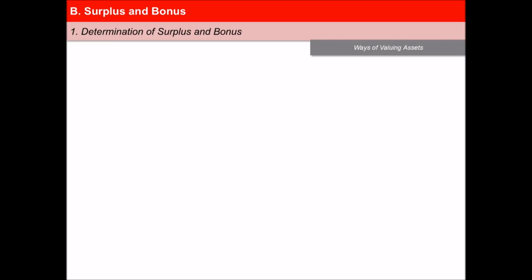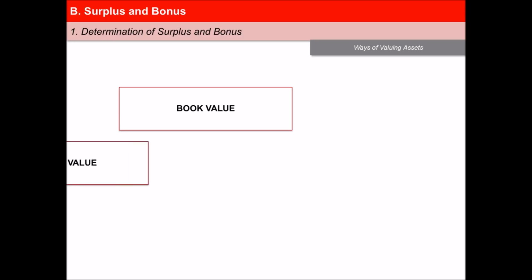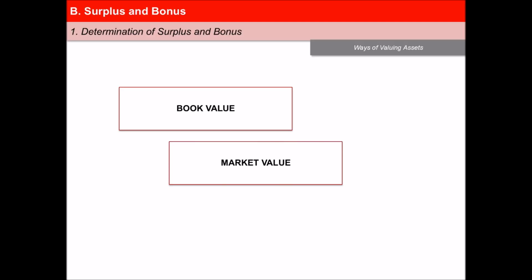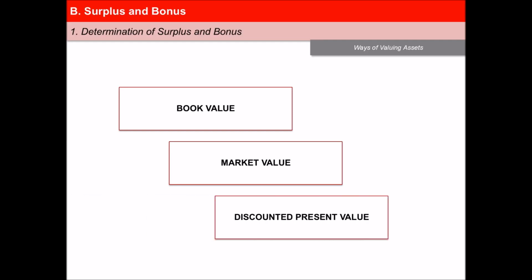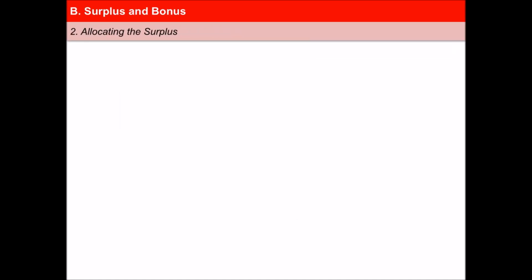The assets can be valued in the following ways. First, at book value. This is the value at which the life insurer has purchased or acquired its assets. Second, at market value. This is the worth of the life insurer's assets in the marketplace. And last, at discounted present value, which is estimating the future income stream from various assets and discounting them to the present. Now we will look at the process of allocating the surplus.